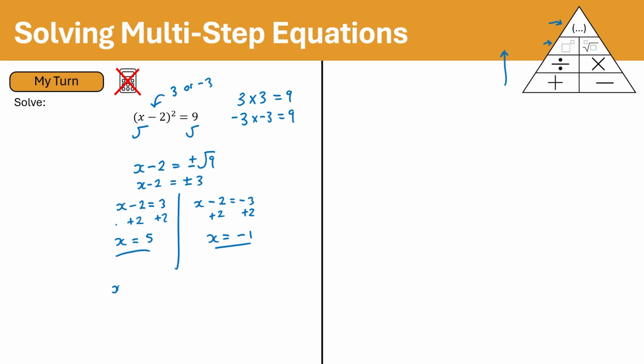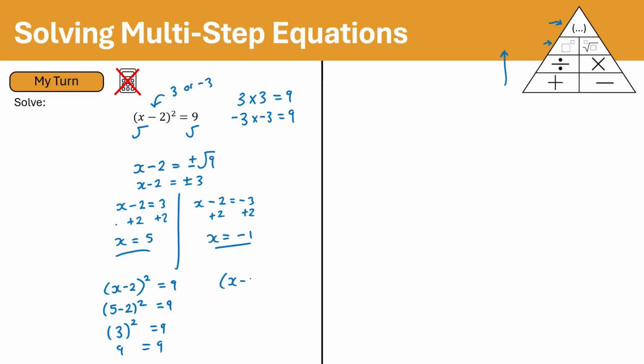If we take our original equation, which is x subtract 2 all squared, and that's equal to 9. If I put in a value of 5 inside my bracket in place of x, that leaves me with 5 subtract 2 squared, and that should be equal to 9. Well, 5 subtract 2 is 3, and I know that 3 squared is 9, so that works. Let's also look at our second solution.